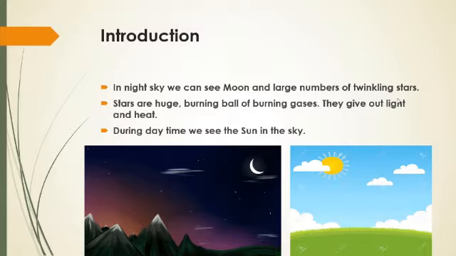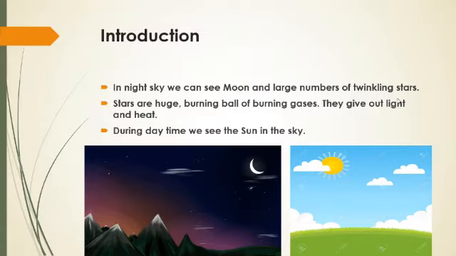Now stars look like tiny points of light because they are very far away from us. In fact, they are very big. Stars are huge bright balls of burning gases. They give out light and heat. You know that stars are luminous objects. That means they have their own light as well as they can give out heat.